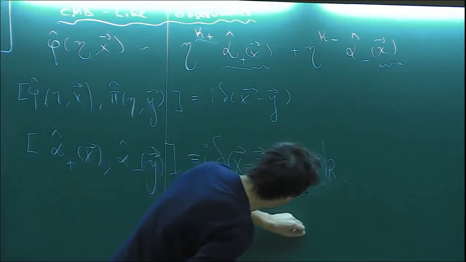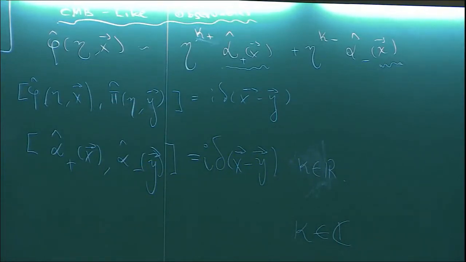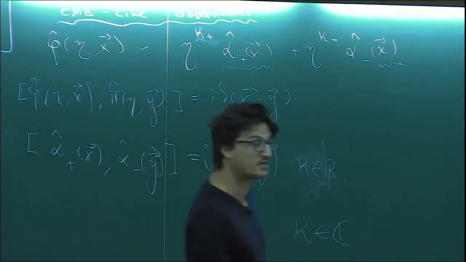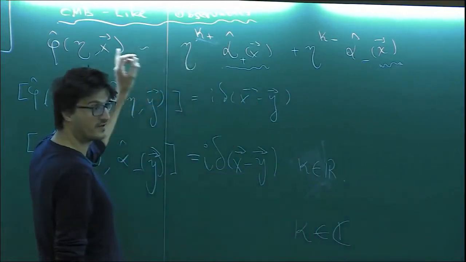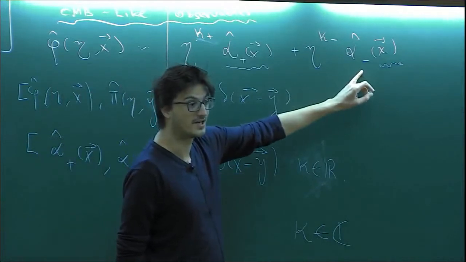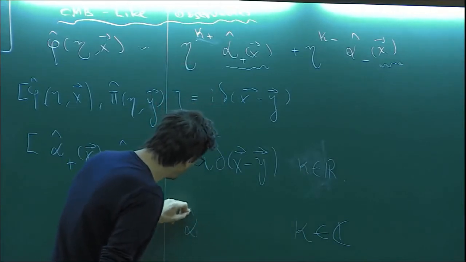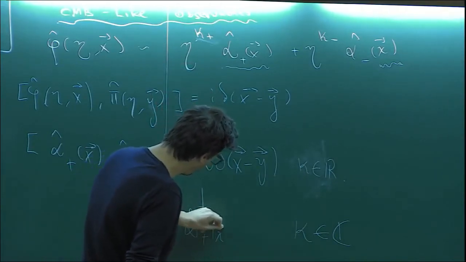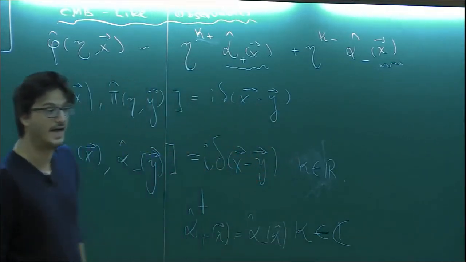And when kappa becomes complex, you may be able to guess that the operators alpha plus and alpha minus change in flavor. They become complex conjugates of each other under Hermitian conjugation. So in the case where kappa is complex, remember the field was real, and so alpha plus and alpha minus had to be complex conjugates of each other. And what that means at the level of the operators is that alpha dagger of x plus is equal to alpha minus hat.